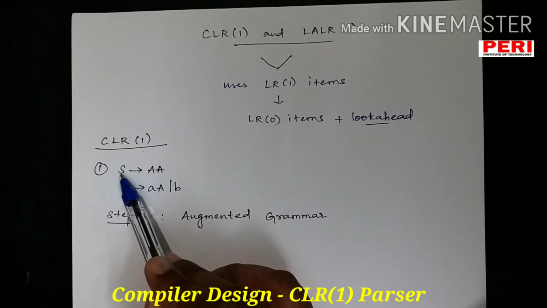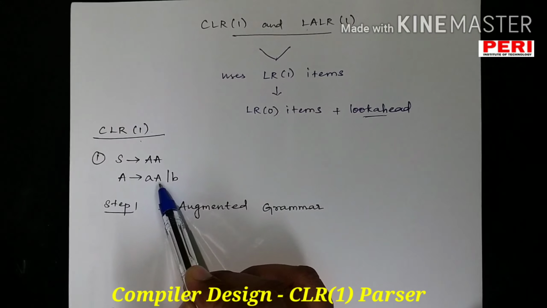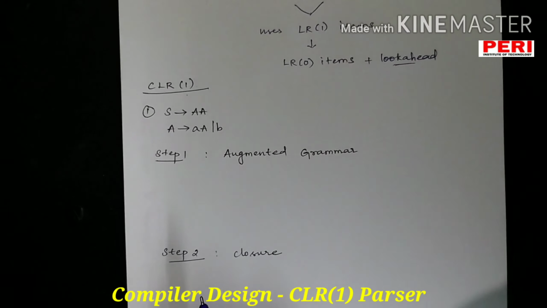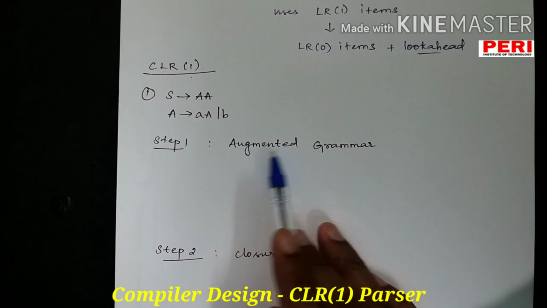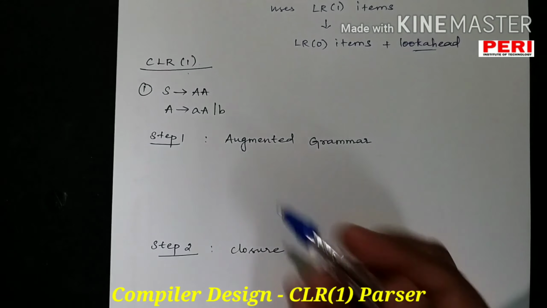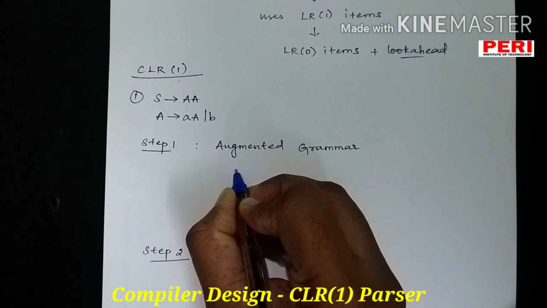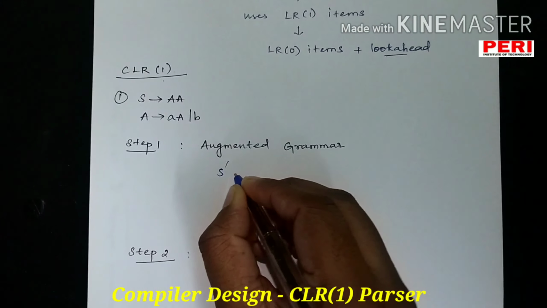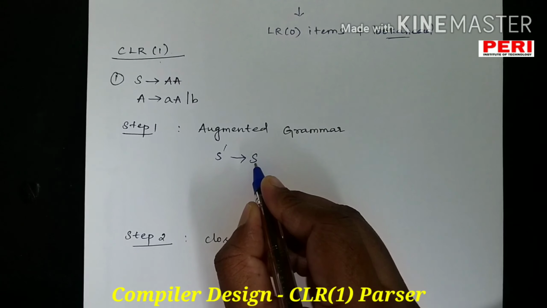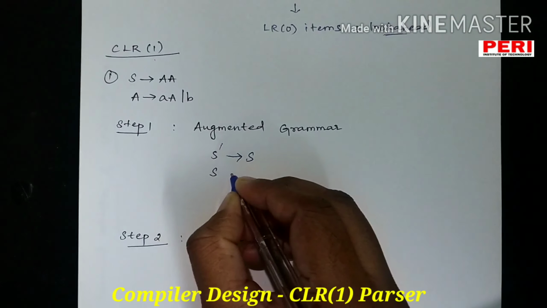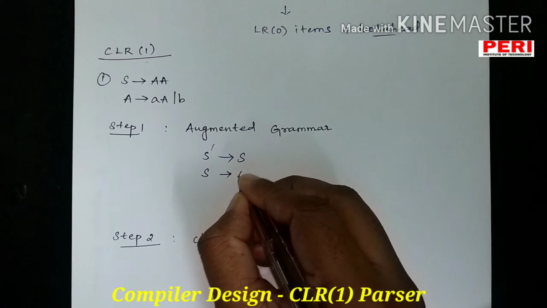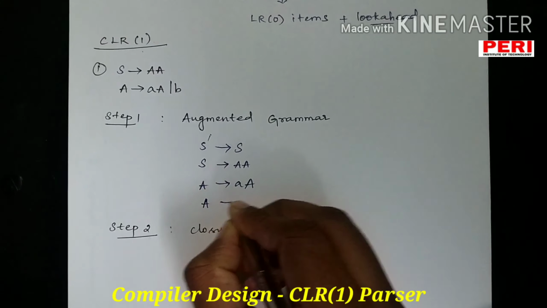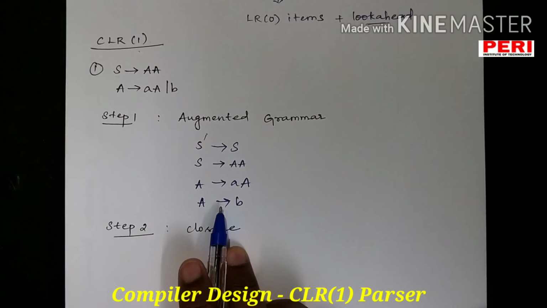First I'll take the problem. S tends to A, A tends to small a capital A or b. So this is my grammar, and I'm going to solve it now for the CLR1 parser. As you know already, step 1 will be the augmented grammar. Augmented grammar is nothing but adding a dash sign to the starting symbol. So S dash tends to S becomes my augmented production, and my augmented grammar will be S dash tends to S, S tends to A A, A tends to small a capital A, and A tends to small b. So this is my augmented grammar.